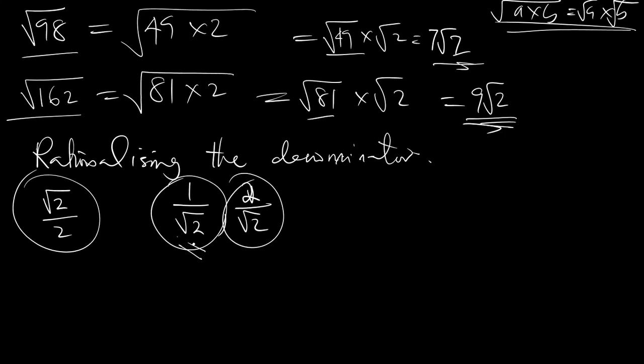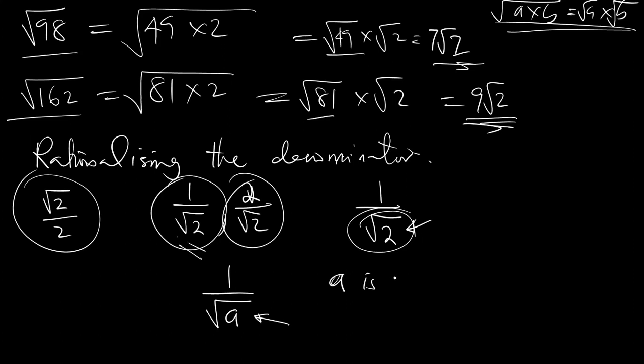That is rationalizing the denominator. If you look at the denominator here, it has an irrational number. Let me give a generic example: 1 all over the square root of a. This expression is an irrational number since a is not a perfect square, or does not have a perfect square in it. So a is said to be an irrational number.